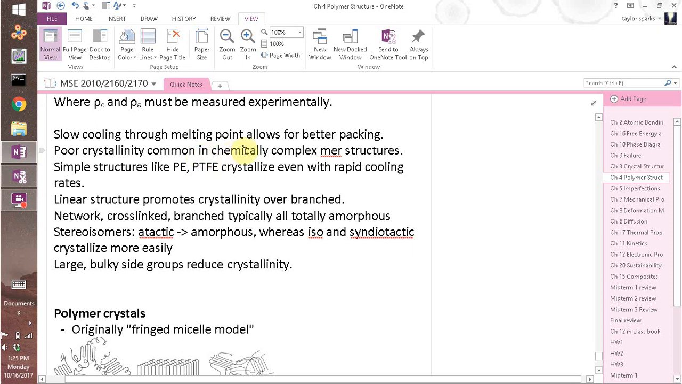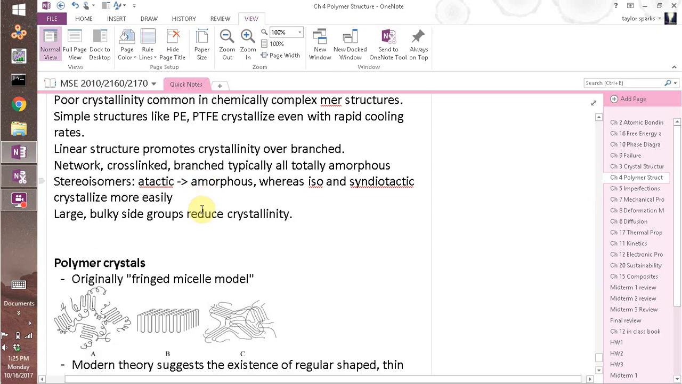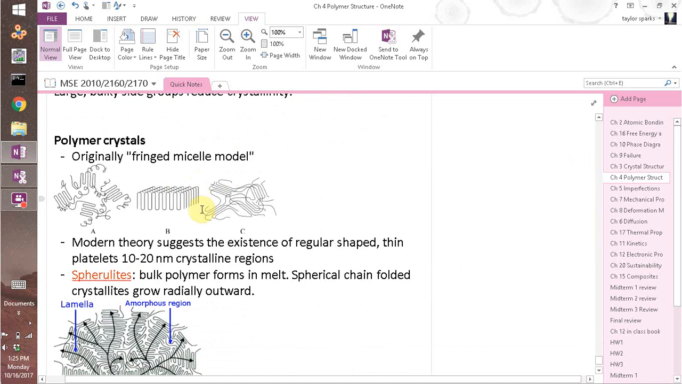Again, if you have lots of side groups, you're never gonna get it perfectly crystalline. That's always gonna reduce your crystallinity. We have talked about atactic versus iso or syndiotactic. So I think we're good. The last thing to talk about is that even when it does crystallize, you're only ever really crystallizing a section of it at a time, right?